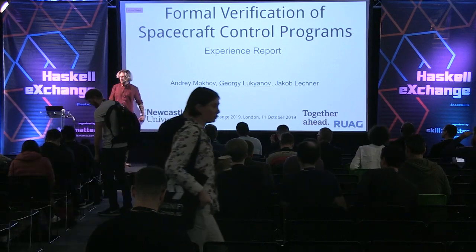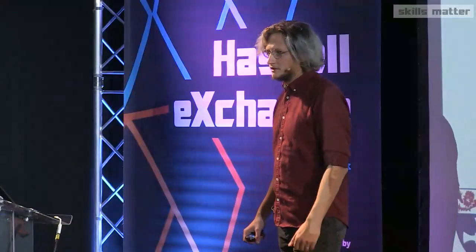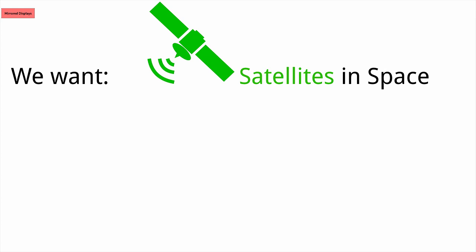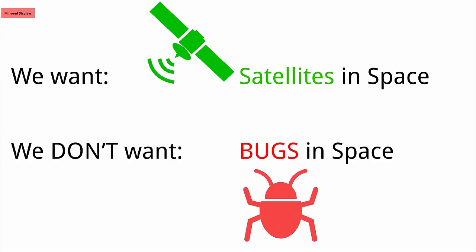And today I will show you how to make software engineers who write software for spacecrafts write Haskell. So what do we want to achieve? We would like to send satellites into space. But what we do not want, and what sometimes happens, is to send bugs into space together with those satellites. So we'd like to avoid that: satellites in space with no bugs. And how are we going to do that?